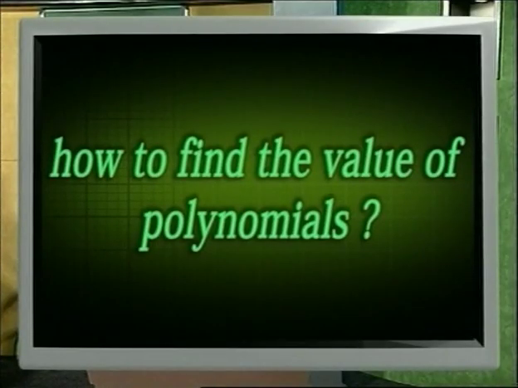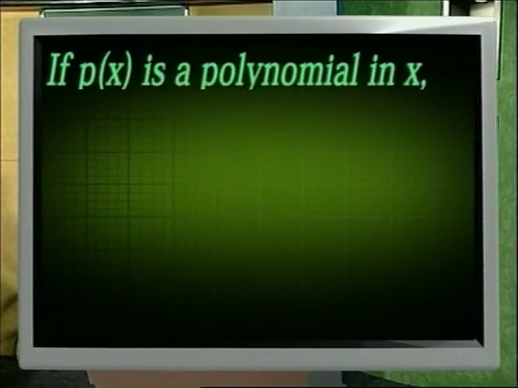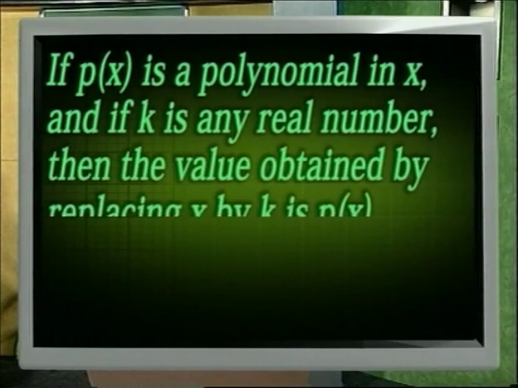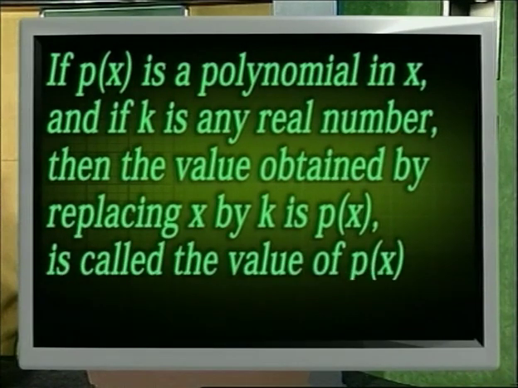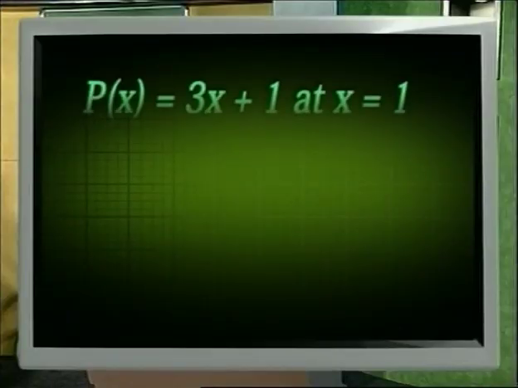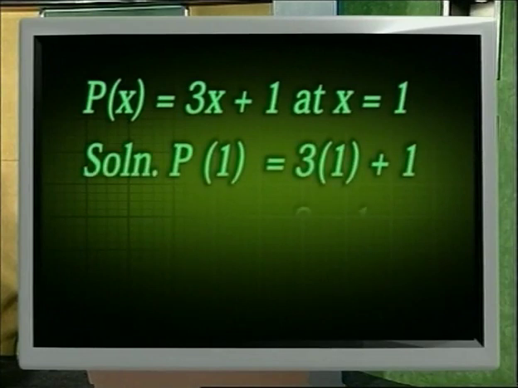Ma'am, but how do we find the values of these polynomials? Good question. If p(x) is a polynomial in x and k is any real number, then the value obtained by replacing x by k in p(x) is called the value of p(x) at x = k and is denoted by p(k). Now children, let us take one example for finding the value by placing x = 1 in a linear polynomial, that is 3x + 1, we replace x by 1.